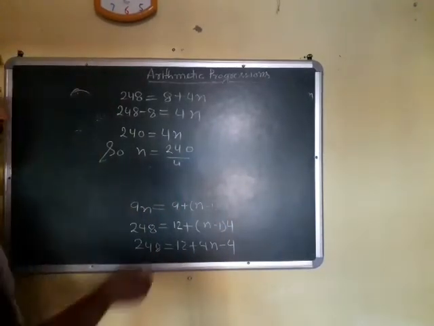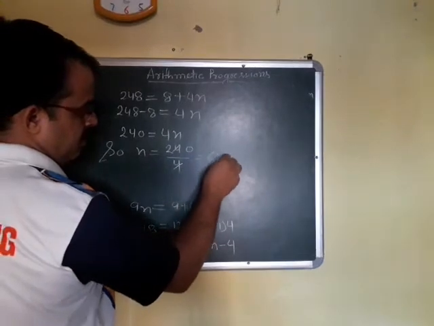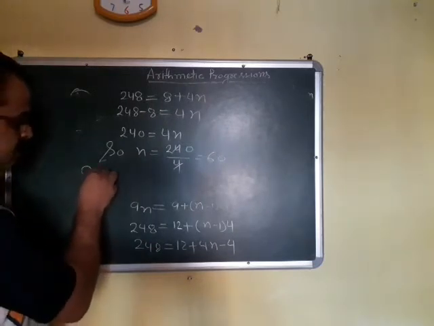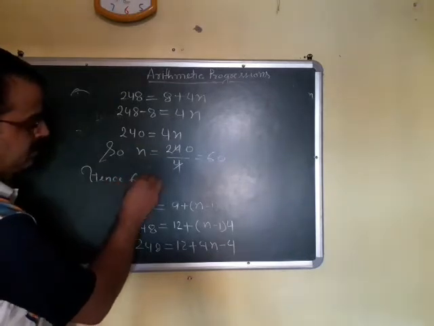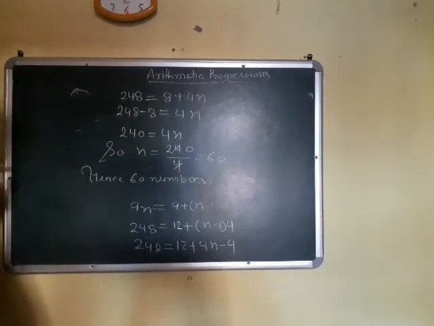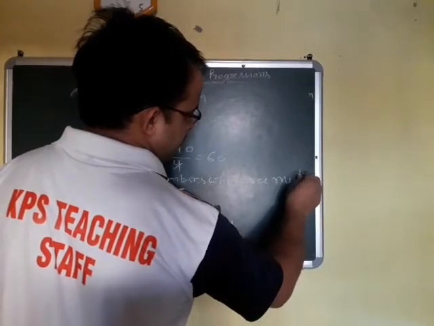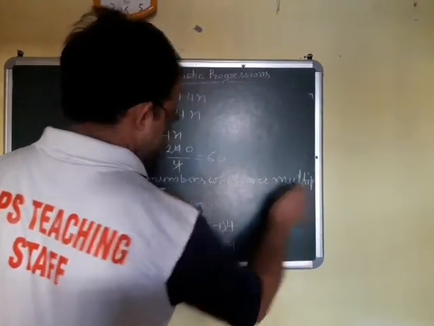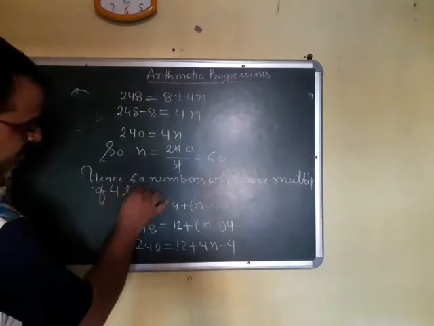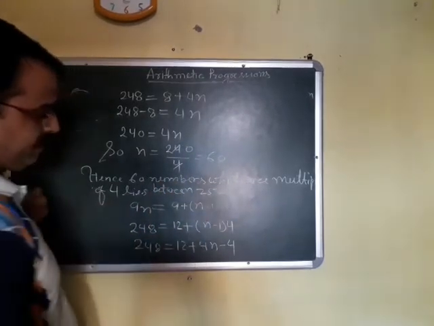So what do we get? Dividing this, 6 times, number of terms, hence 60 numbers which are multiples of 4 lie between 250. Your answer.